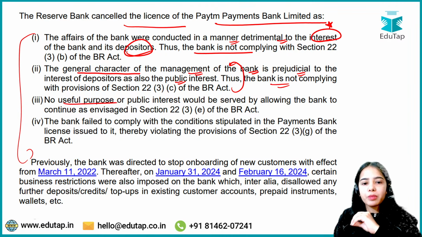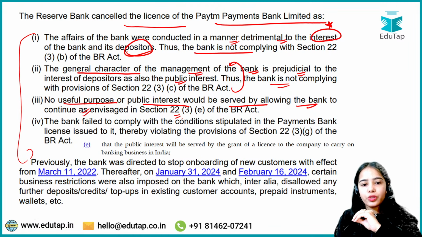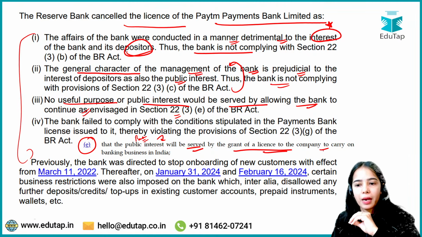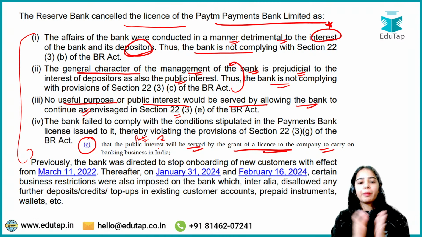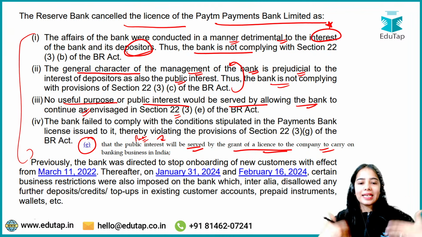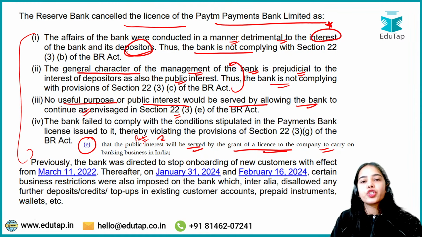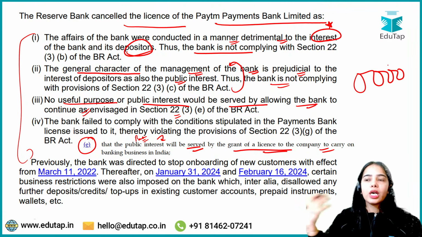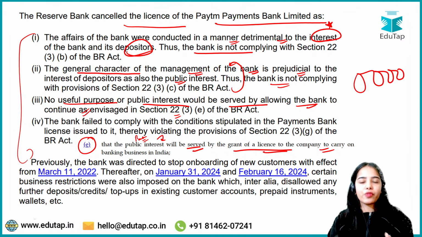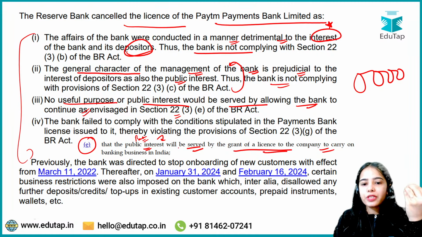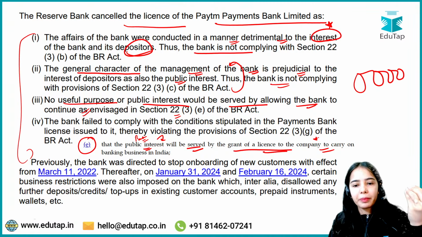No useful purpose or public interest would be served by allowing the bank to continue, as envisaged in section 22(3). So as per section 22(3)(e), the public interest will be served by grant of license to the company to carry on banking business in India. So basically, the requirement is that whenever a license is given to a company to carry on banking business, the public interest should be served. That there are more banks, so there will be more banking services that can be provided, more financial inclusion that can happen. So whenever a bank is being established, the public interest will be served by granting of license to the company to carry on banking business.